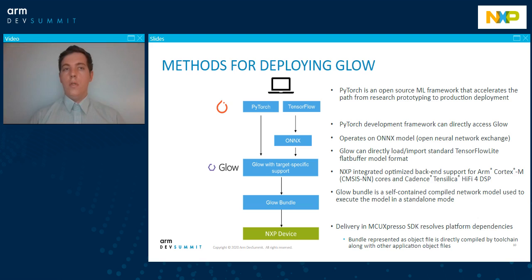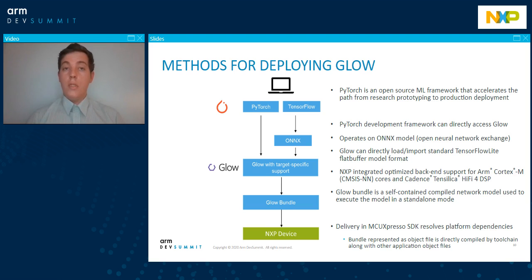Okay, so I will talk about a couple of methods for deploying GLOW. There are multiple ways to deploy a model using GLOW. One way is to use PyTorch, which is an open source machine learning framework developed by Facebook, which is widely used in research. PyTorch can be used to train a model and compile it directly with GLOW, since GLOW capabilities can be accessed directly from PyTorch.